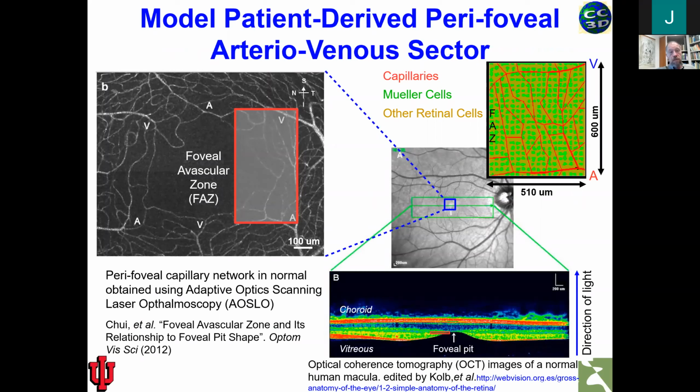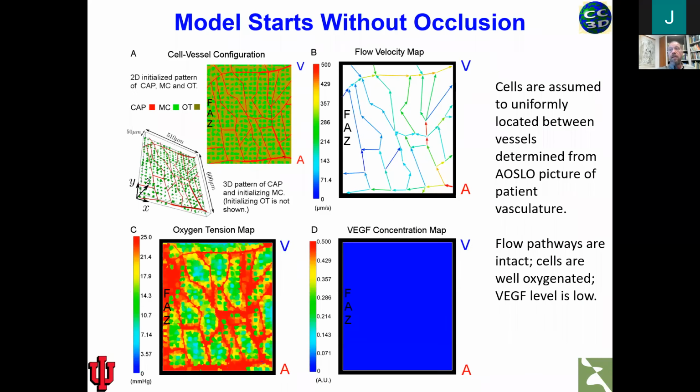We were starting from images of the retina that were taken by our collaborators in the optometry school here. And so we digitized little patches of retina with the blood vessels from individuals. And then we built a simulation of blood transport and oxygenation in the retina and the release of vascular growth factors.